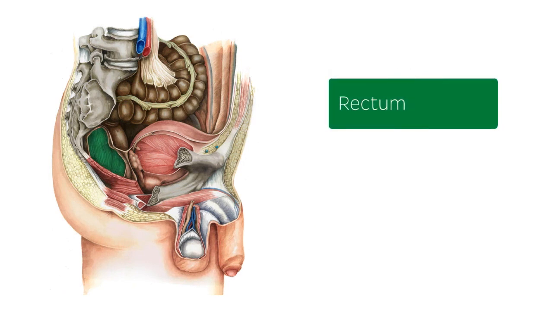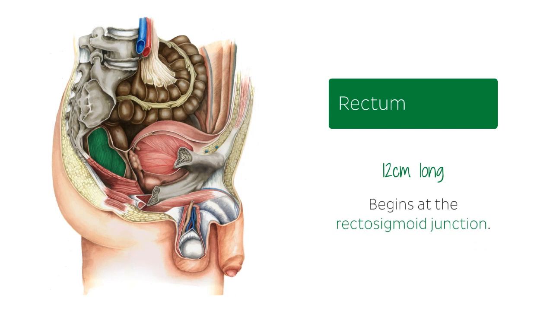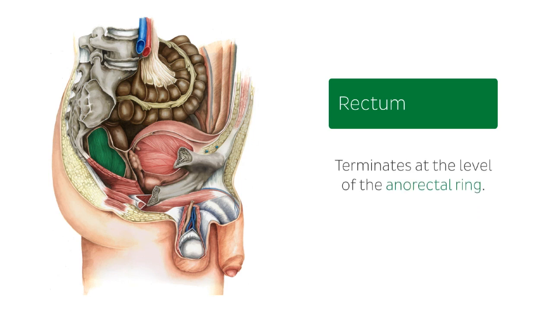We're now going to move a bit further down here to this highlight. We're highlighting the rectum. And the rectum is the final straight portion of the large intestine. The human rectum is about 12 centimeters long and begins at the rectosigmoid junction, the end of the sigmoid colon, at the level of the third sacral vertebra. The rectum terminates at the level of the anorectal ring.